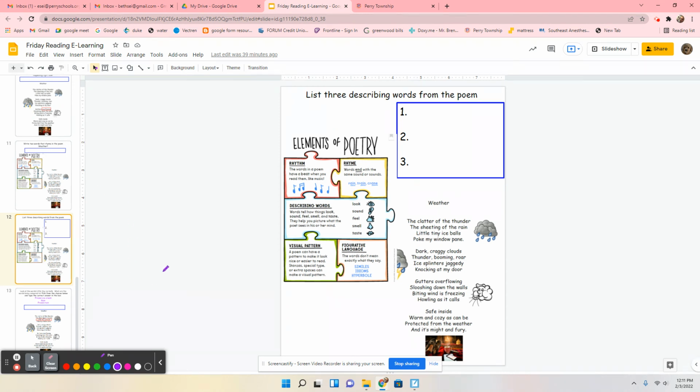In the very first line, I found a word that tells me what something is going to sound like. The clatter of thunder. Clatter is a sound, so it is telling me how something might sound. In the second stanza, I see that it tells me what something is going to look like. Dark, craggy clouds. Ooh, I don't like seeing those types of clouds. That usually means that there is going to be a storm. And then in the last stanza, I see safe inside. Those describing words tell me how people will feel if they are inside when a storm is outside.